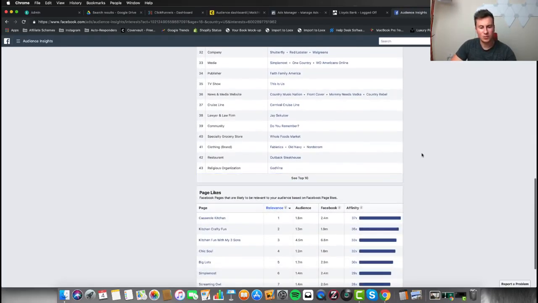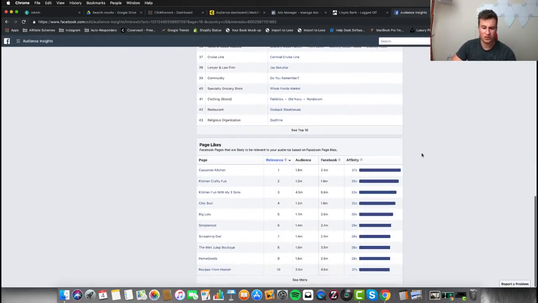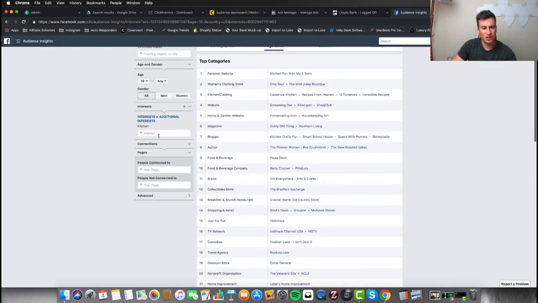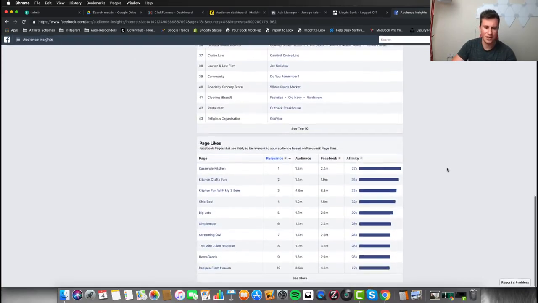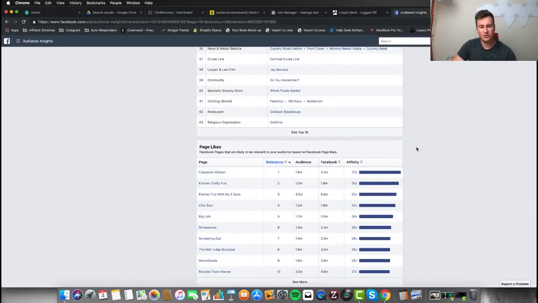Another thing you always need to double check before you decide on a certain interest is the page like section and the affinity scores, because essentially the higher the affinity score, the better. So the more relevant that certain page is within the interest you've selected up here. So hopefully that makes sense. So with a 37 affinity score, that's actually quite low.